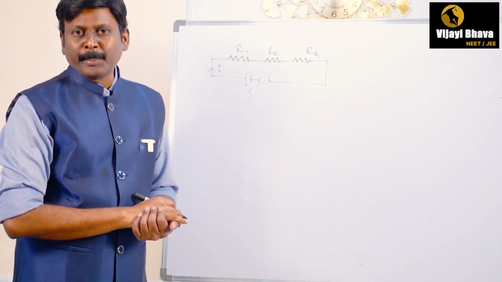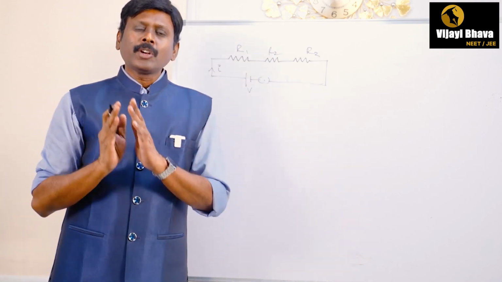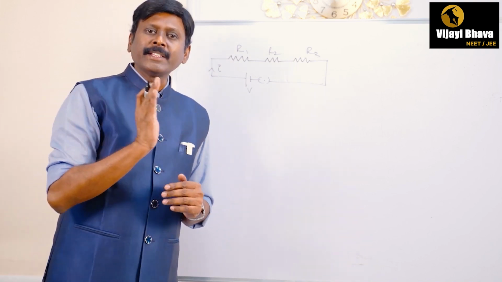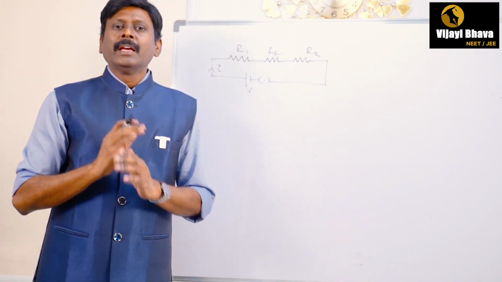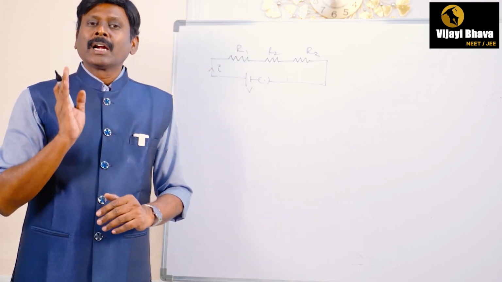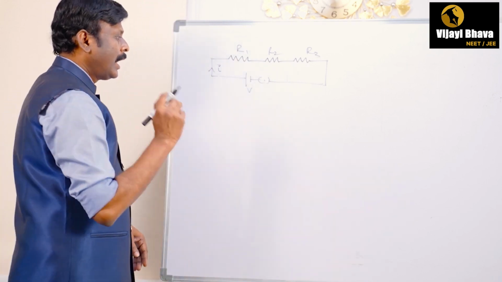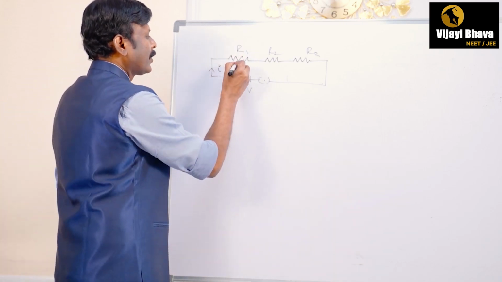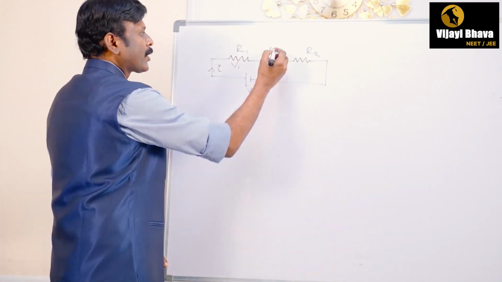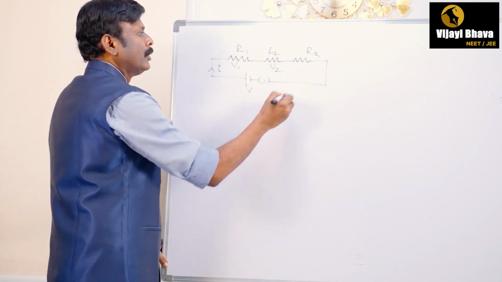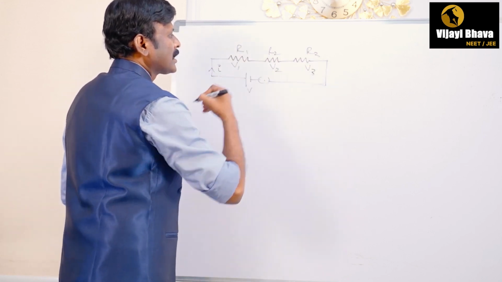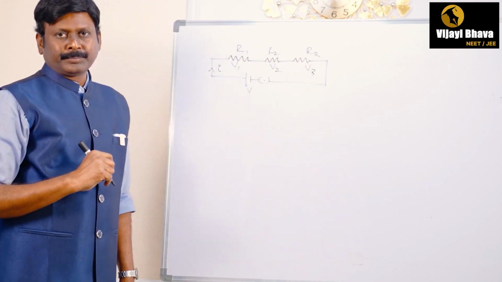In series combination, current remains constant and the voltage changes. Let the voltage across the resistance R1 be V1, the voltage across the resistance R2 be V2 and the voltage across the resistance R3 be V3.